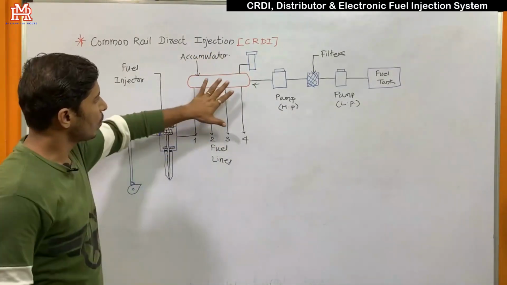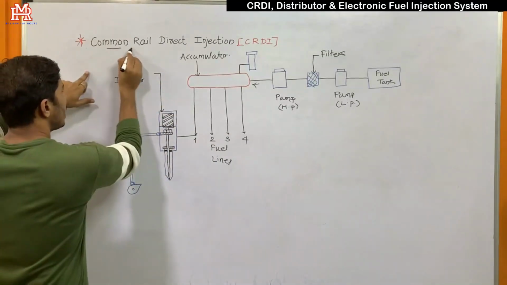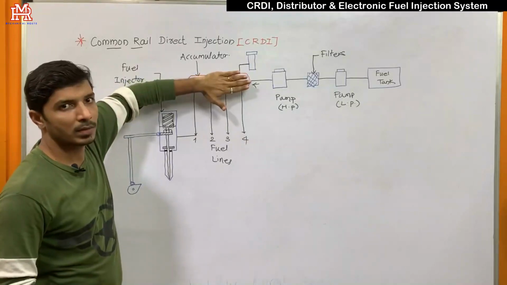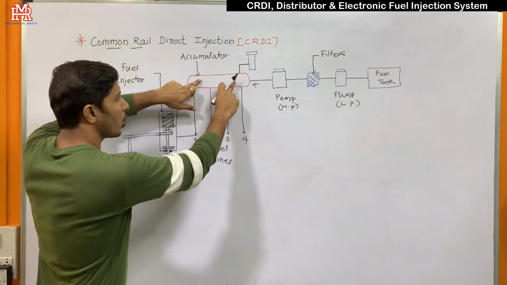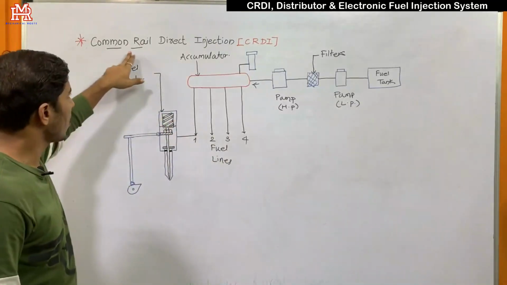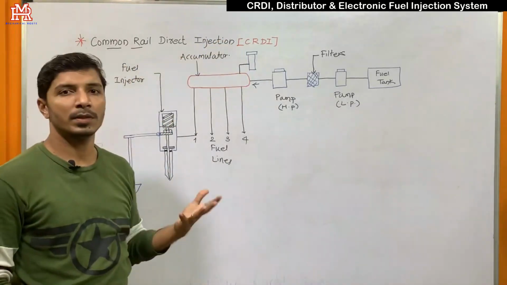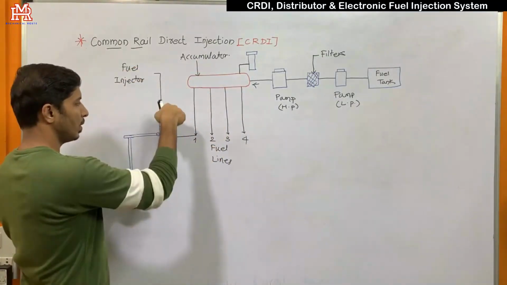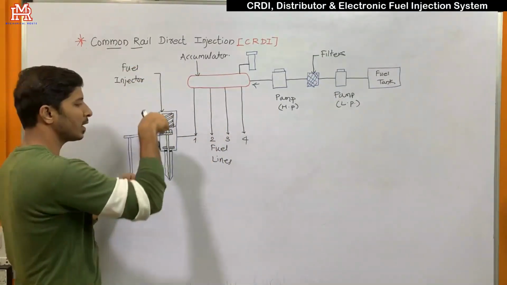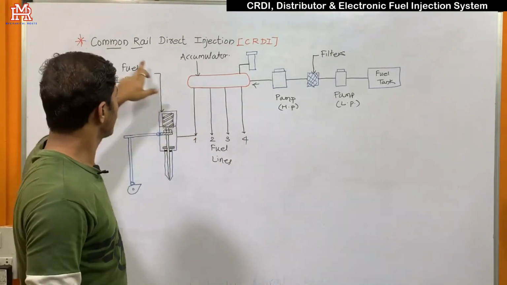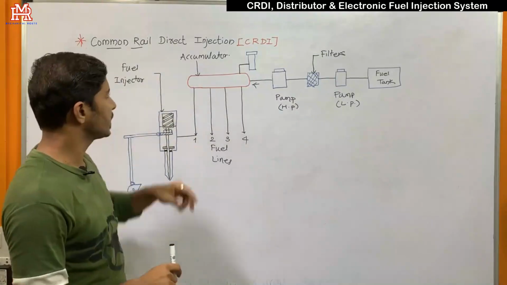See, why do we call this a common rail? This is because we will be having a single passage. This single passage is providing fuel to all the lines, and the name is common rail direct injection system because this passage is directly injecting through the fuel injector to the cylinder. So it is called a common rail direct injection system.